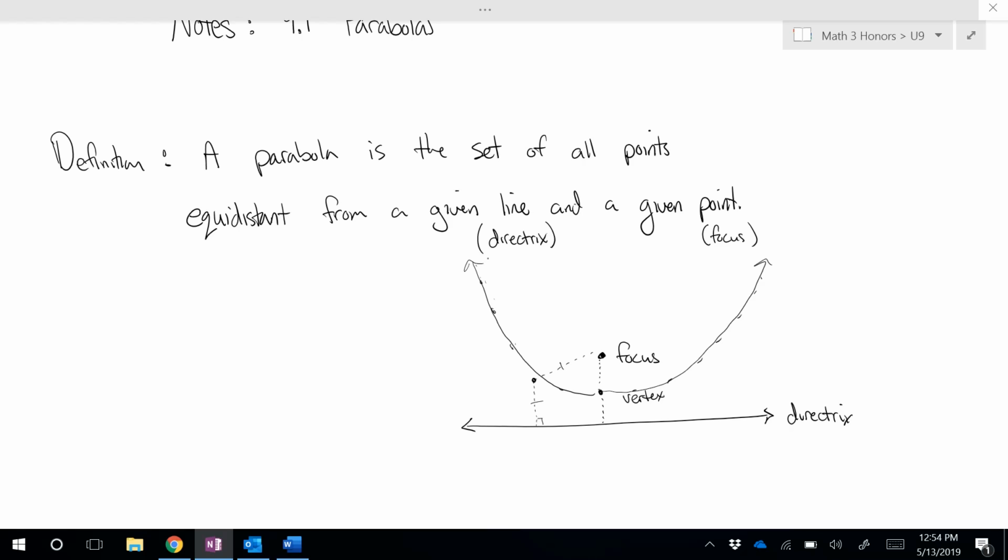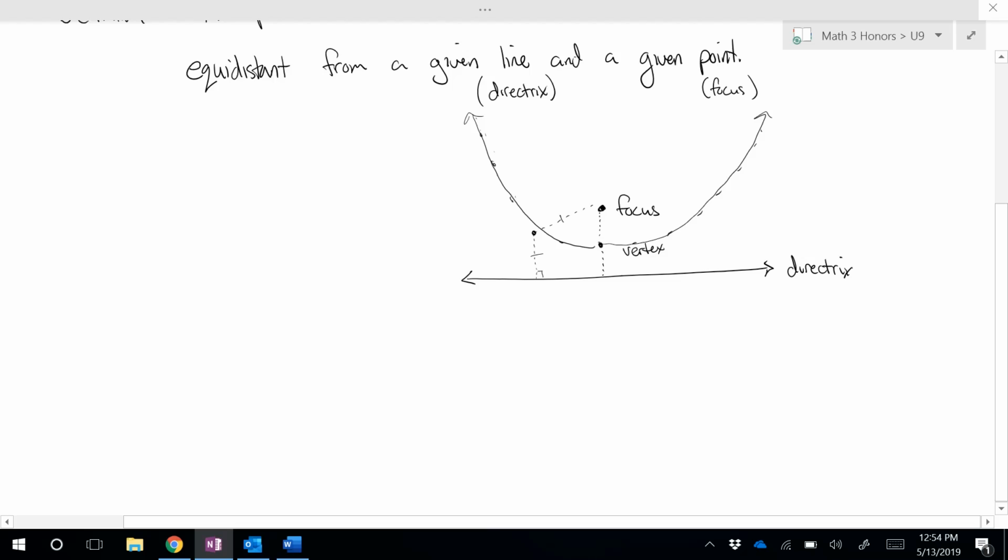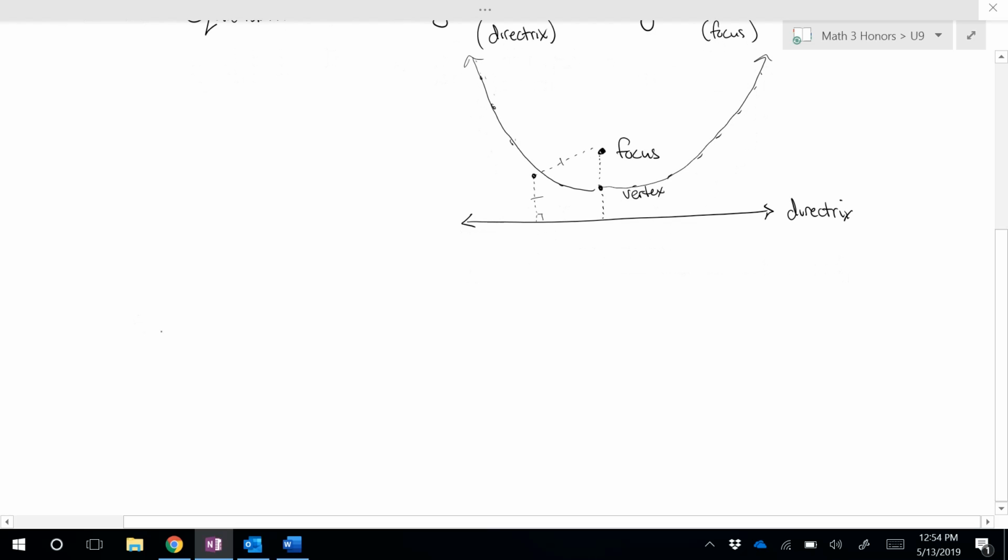But I'm going to be giving you equations of parabolas and asking you, where is the focus? Where is the directrix? What's the equation of the directrix? So we have a couple new pieces. Let's look at that. What we have learned is this is the general form of a parabola: y equals a times (x minus h) squared plus k.